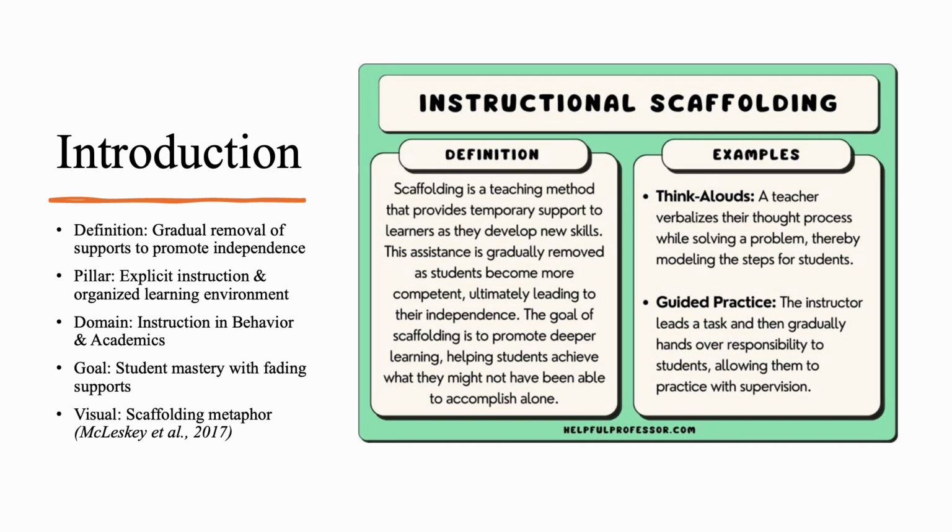HLP 15 lives under Domain 3, Instruction in Behavior and Academics, and connects to the pillar of explicit instruction and organized learning environments. Basically, it's all about giving students the tools they need to succeed and then stepping back at the right time. The ultimate goal is student mastery, students owning their learning without relying on us forever. You can think of it like training wheels on a bike. You don't just throw a kid on a two-wheeler, but you also don't keep the training wheels on forever.